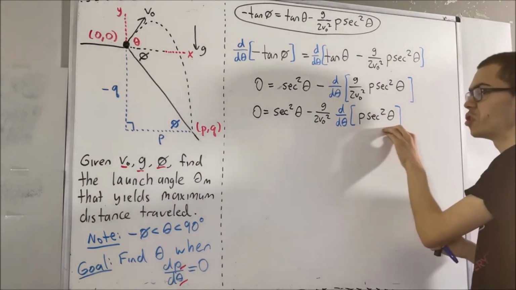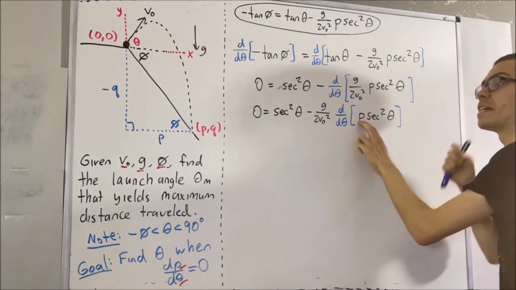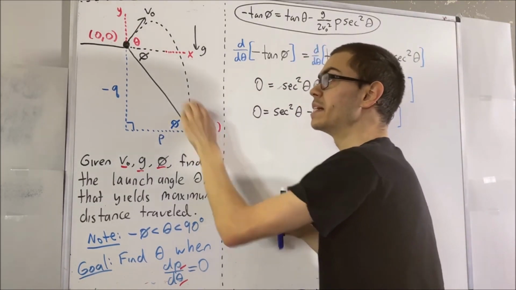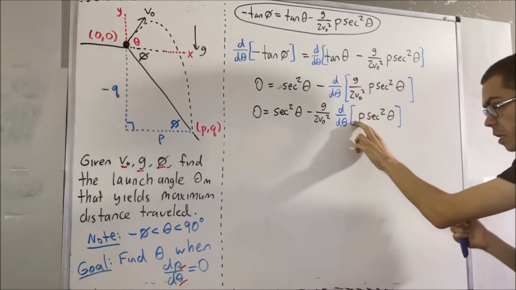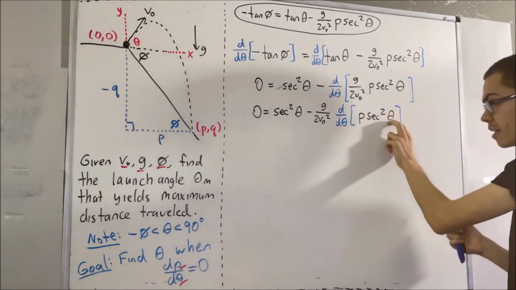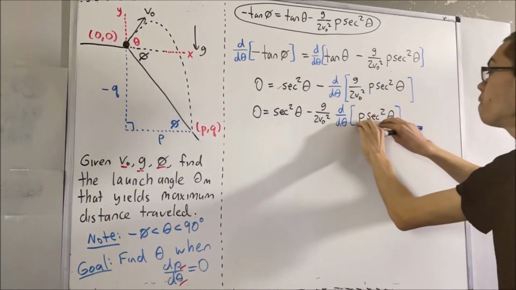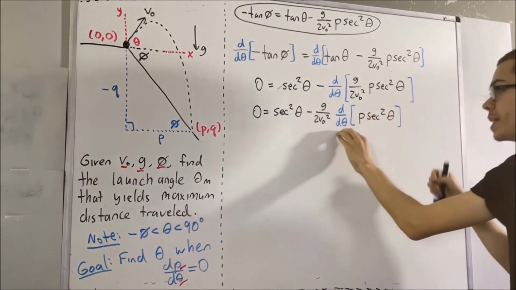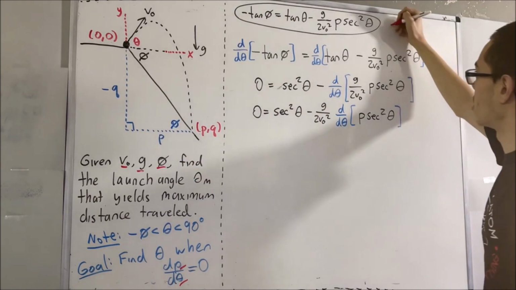So this is really the derivative we have to evaluate. Notice p is a function of theta, right? The horizontal displacement p depends on the launch angle at which we throw the ball. So p is a function of theta, and secant squared theta is a function of theta. So really, we're taking the derivative of two functions of theta multiplied together, which means we're going to need to use the product rule. If you recall, the product rule looks like the following.